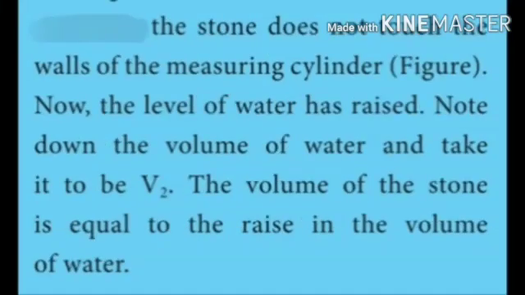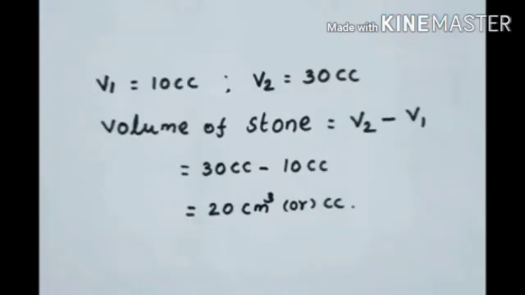The stone does not touch the walls of the measuring cylinder. Now the level of water has risen. Note down the volume of water and take it to be V2. The volume of the stone is equal to the rise in the volume of water. For example, V1 equals 10 cc, V2 equals 30 cc.